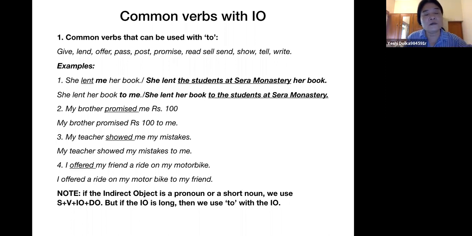I offered a ride on my motorbike to my friend. So basically what this is trying to say is that these are the common verbs after which you can put an indirect object. Not all verbs can be written in this way.